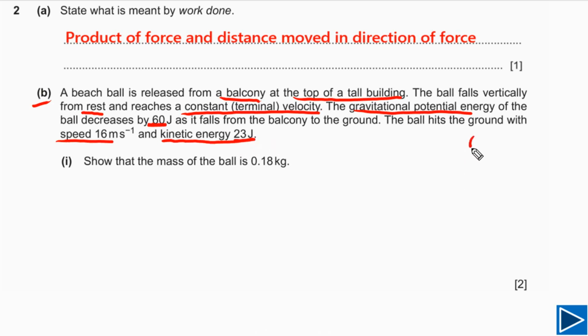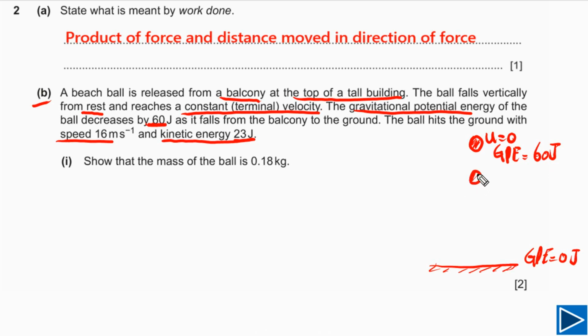First of all, let's sketch this problem so you can see the clear picture of what is happening. It is given to us that the initial velocity of the ball is 0, so we can simply write down u is equal to 0. And it is also given to us that the gravitational potential energy of the ball decreases by 60 joules. If we take at this point the gravitational potential energy of the ball as 0 joules, then we can say that the initial value of gravitational potential energy is equal to 60 joules.